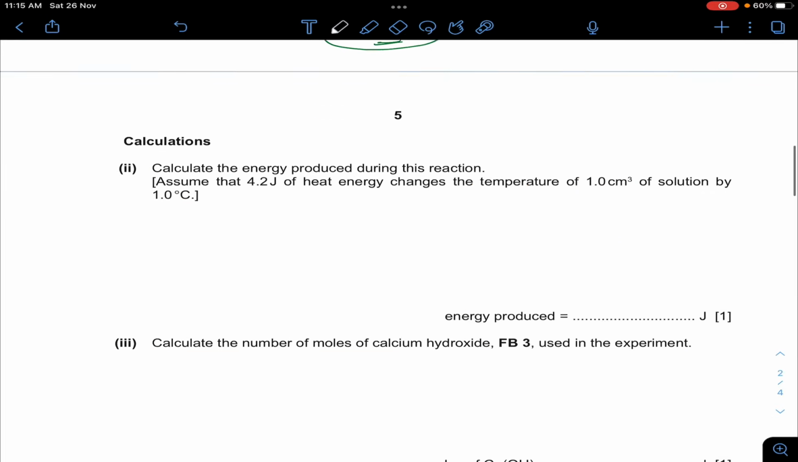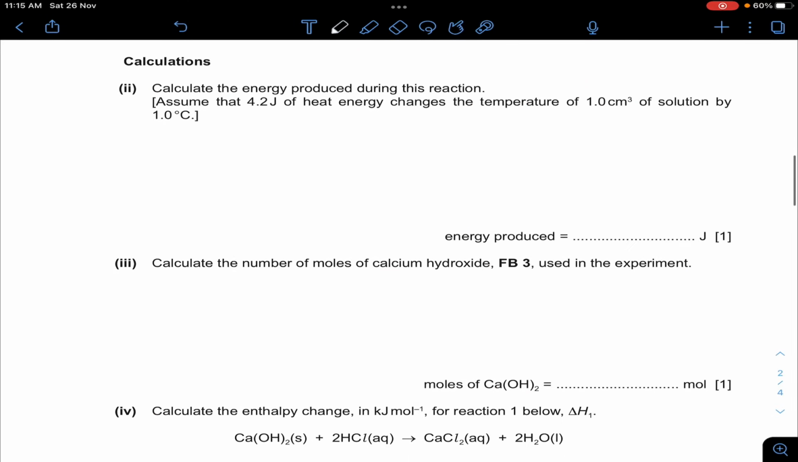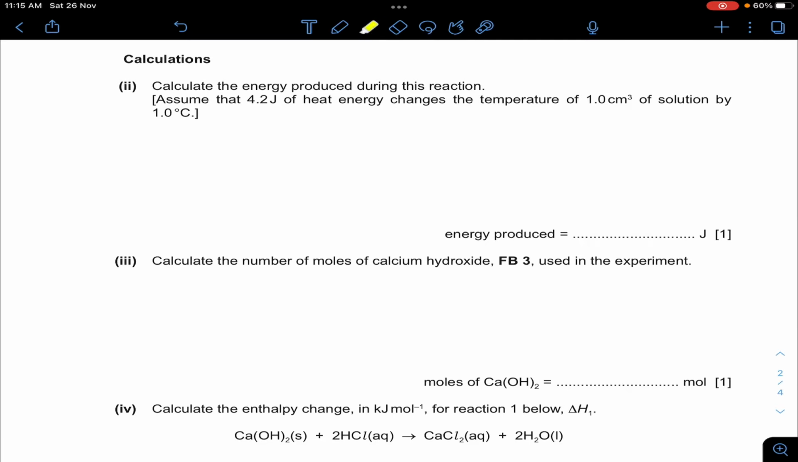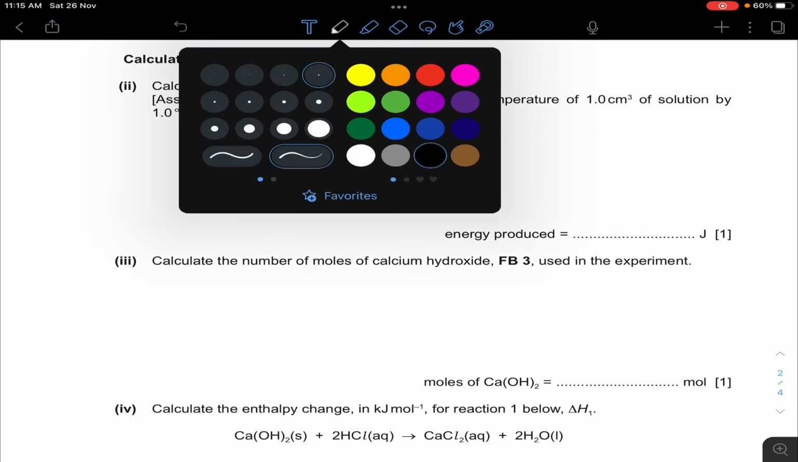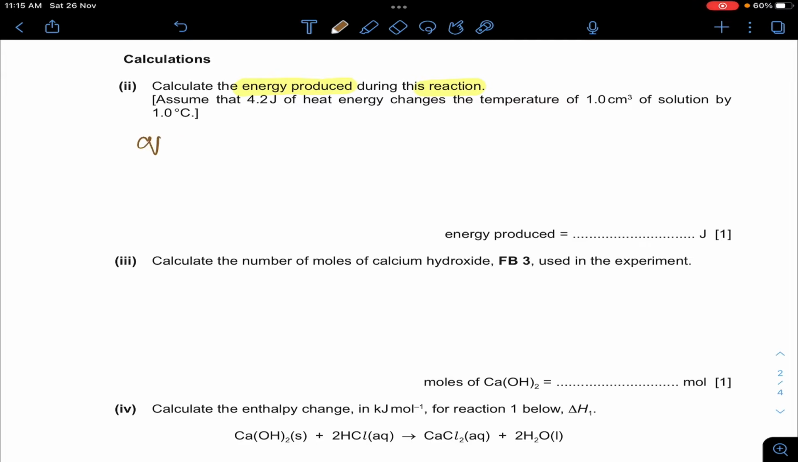Now the next part is related to calculations. Next they are saying calculate the energy produced during this reaction. What amount of energy is released? Whenever we need to calculate the energy released or absorbed, the formula we are going to use is Q equals mc delta T, or because energy is being released, we can use Q equals minus mc delta T. Q is energy released or energy absorbed. In this case it is energy released.